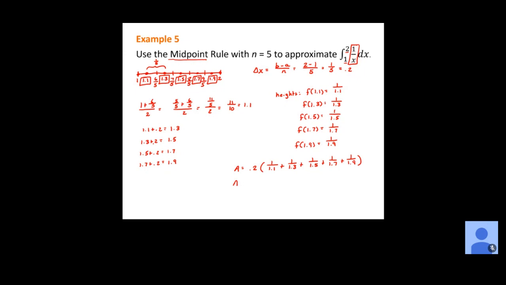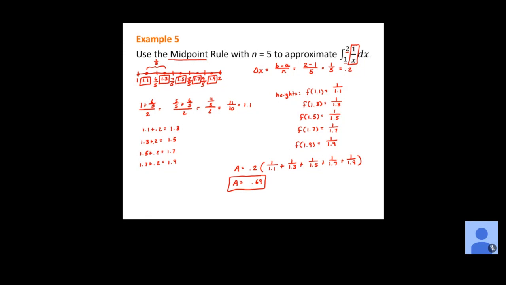Now we can just put all that into our calculator, get a decimal. So what would the approximate area be this time? Two decimal places is sufficient here. Perfect. 0.9 would be our approximate area using midpoints here.